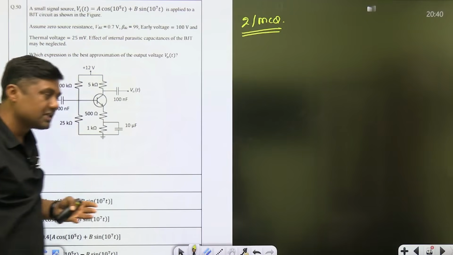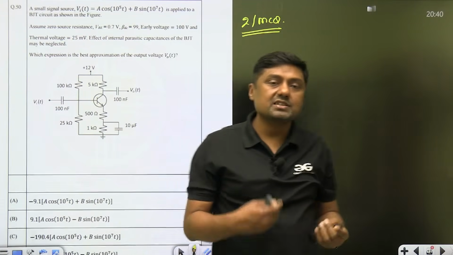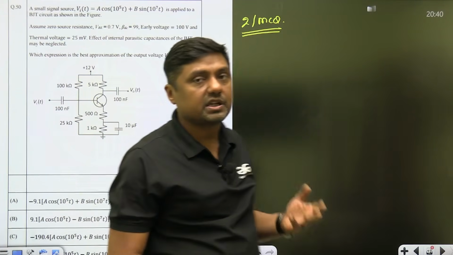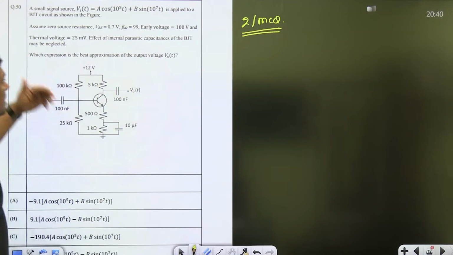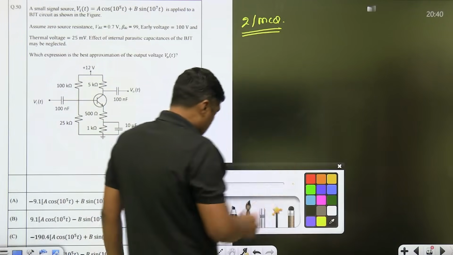Parasitic capacitance means what? Wiring capacitance, stray capacitance, junction capacitance, diffusion and transition capacitance, all are neglected here. So what is the lower cutoff frequency? When we are talking about the internal capacitance, it relates to the higher cutoff frequency.